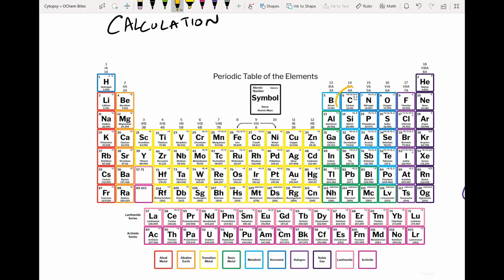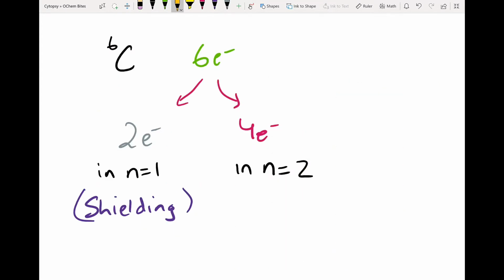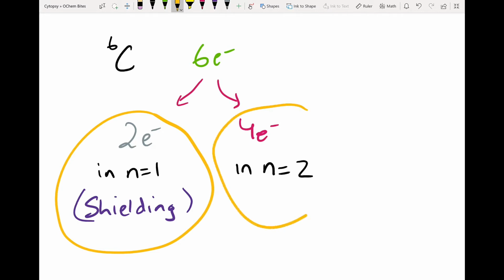So here's how it looks for carbon. Carbon has an atomic number of 6, which means it has 6 protons and 6 electrons for a neutral atom. Of those 6 electrons, 2 electrons are in the n equals 1 principal quantum number shell, and 4 of these electrons are in the n equals 2 quantum number shell.